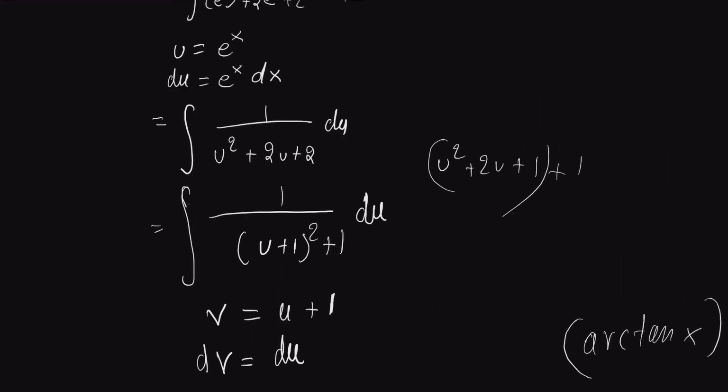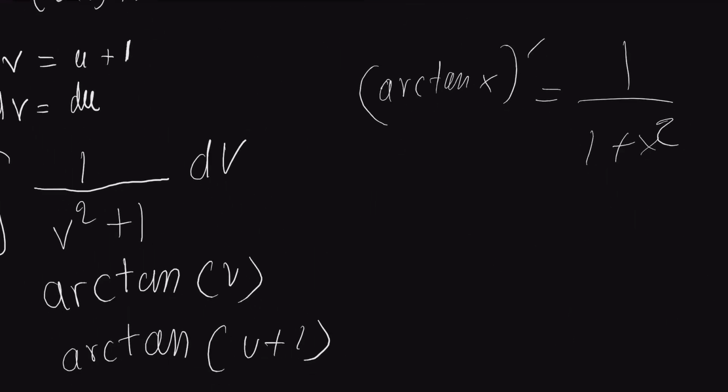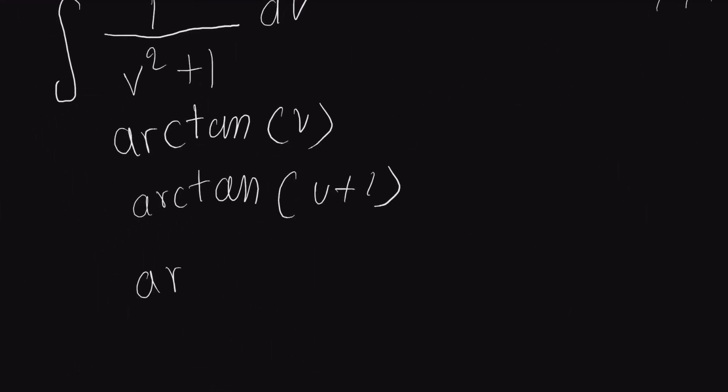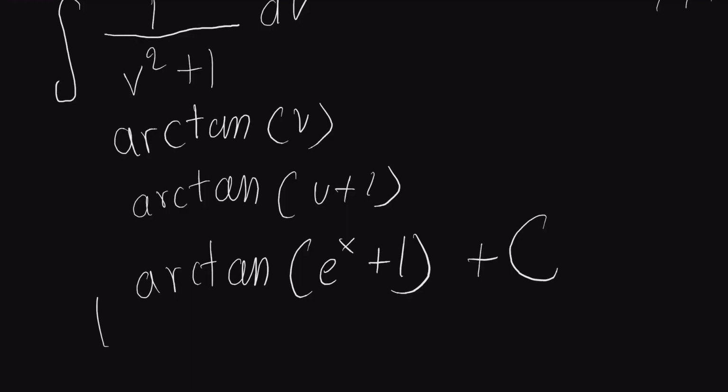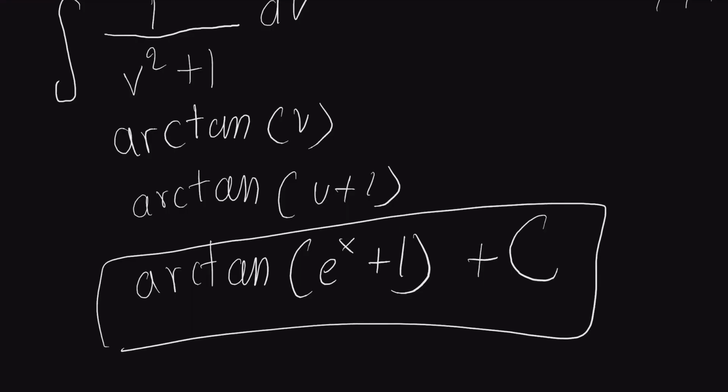And then remember, we defined u to be equal to e to the x. So what you have is arctan of e to the x plus 1. And obviously, we're not going to forget our constant, plus c. And this right here is the answer to this problem.